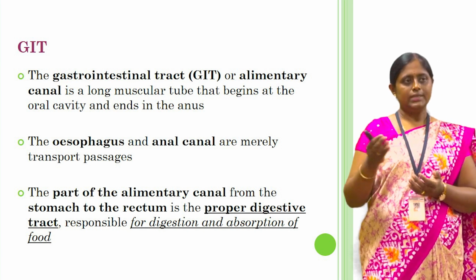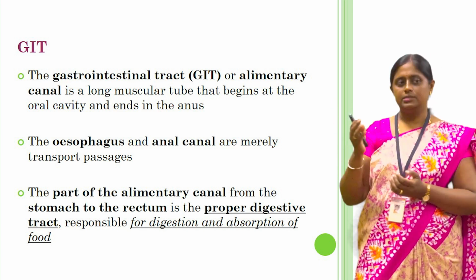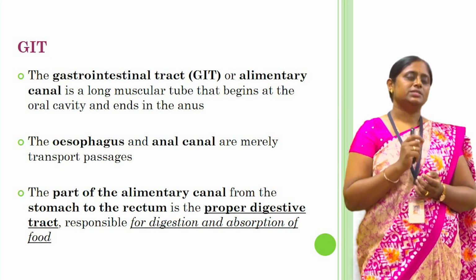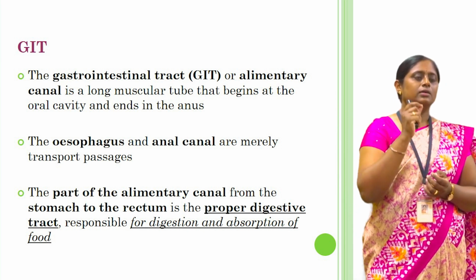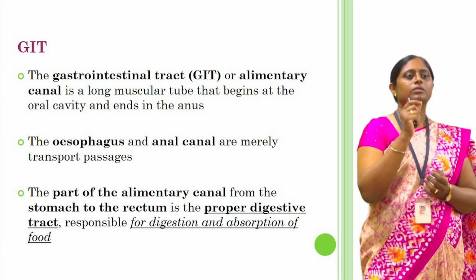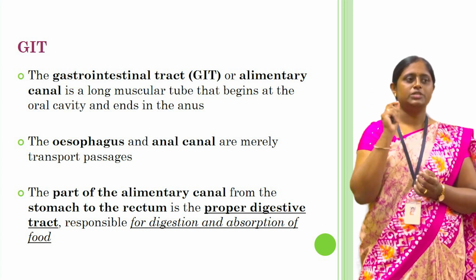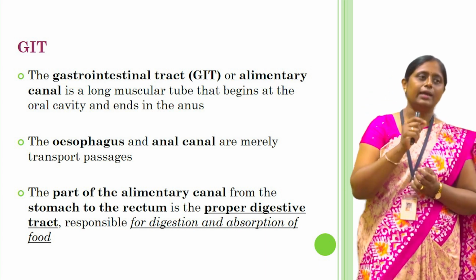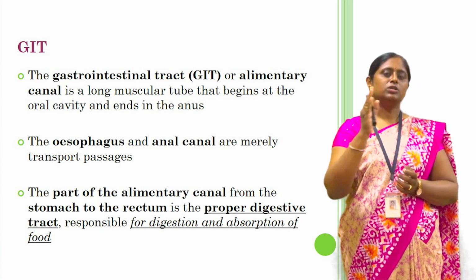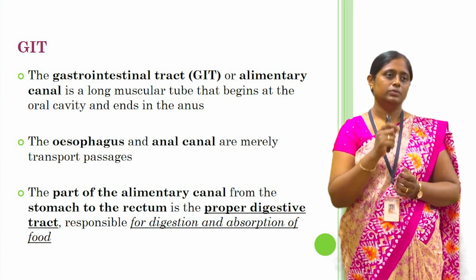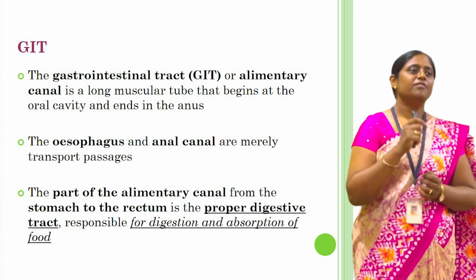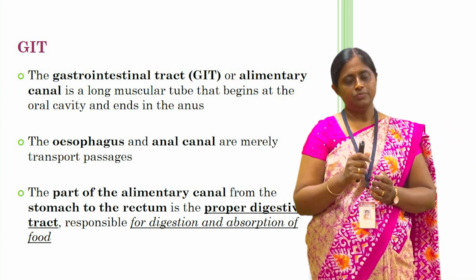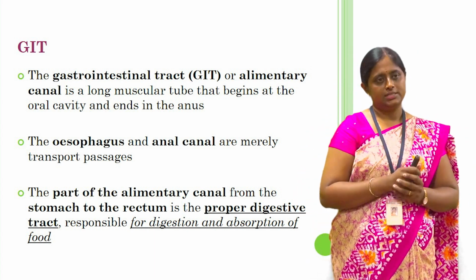So out of all these different regions of the gastrointestinal tract, the proper digestive tract is the region wherein the proper digestion and absorption takes place. And that is done from the region of the stomach to the rectum. So the part of the alimentary canal from the stomach to the rectum, we call the proper digestive tract.